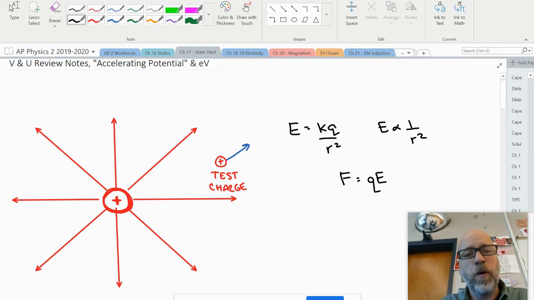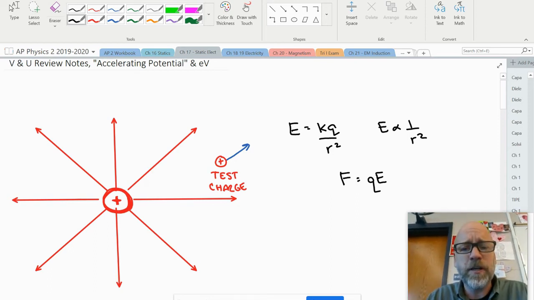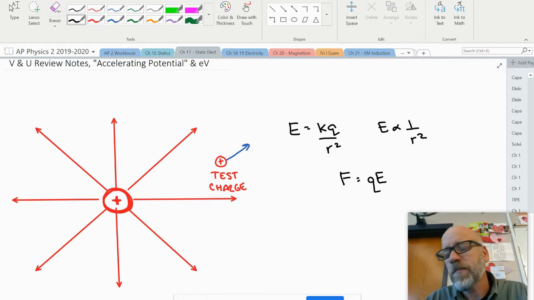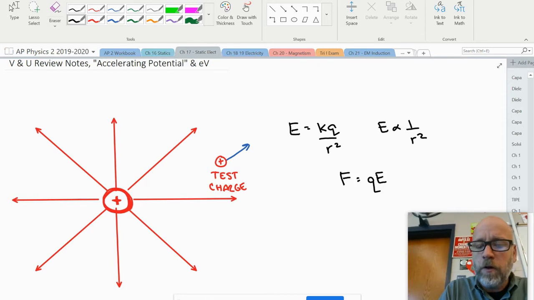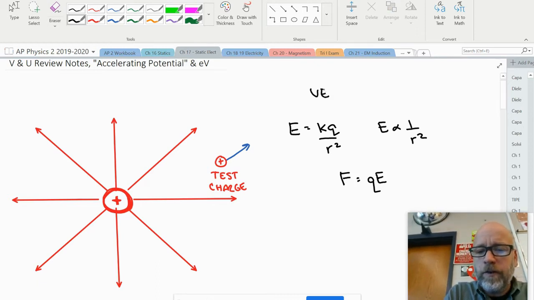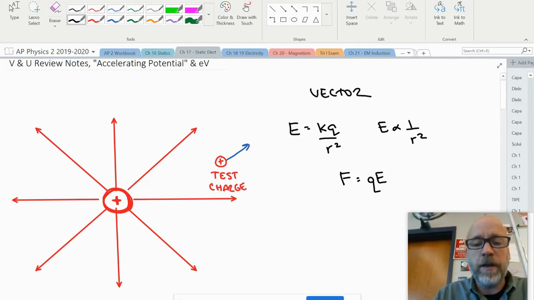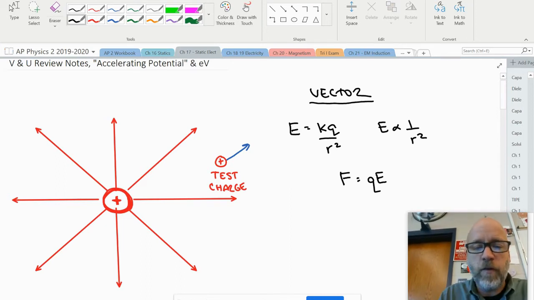And we could find that force by saying QE. Now that's easy with one test charge. Heck, it's easy with two test charges. We got to be careful when we're adding the electric field at any point with two charges though, because it is a vector. So we have to take into consideration the direction as well.